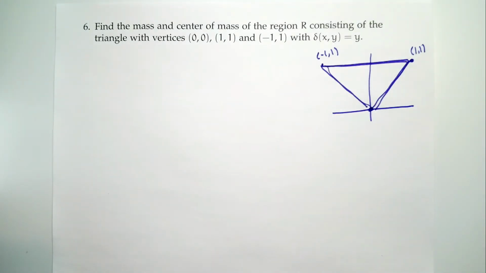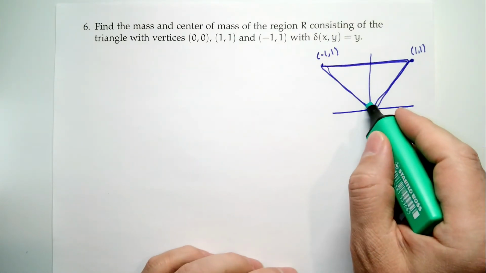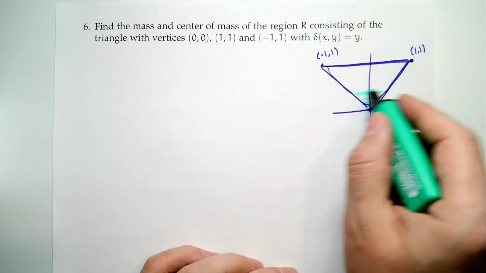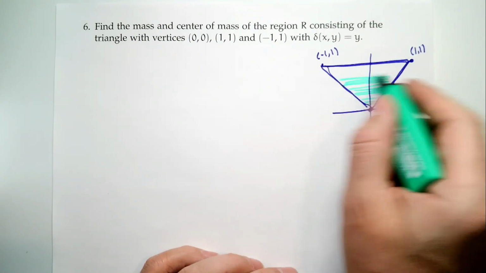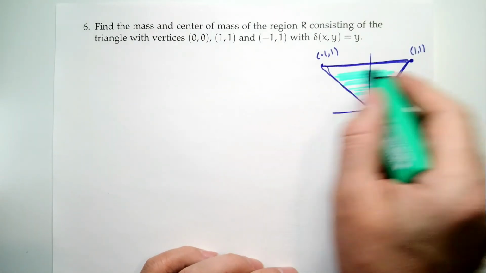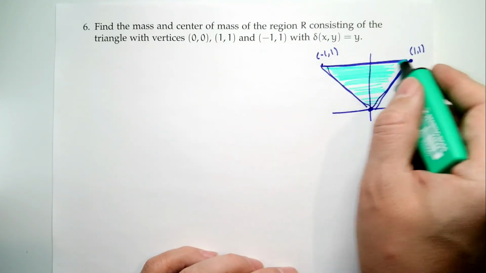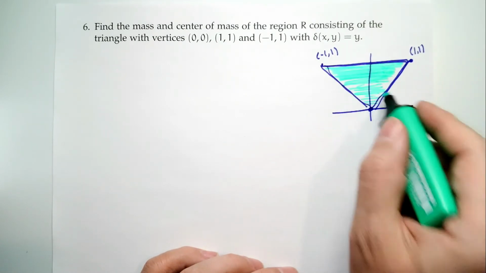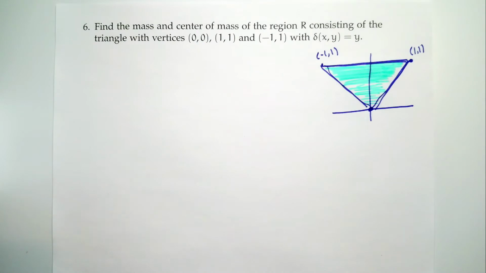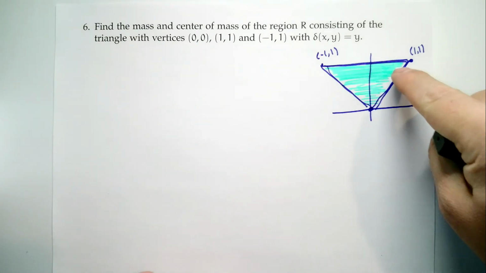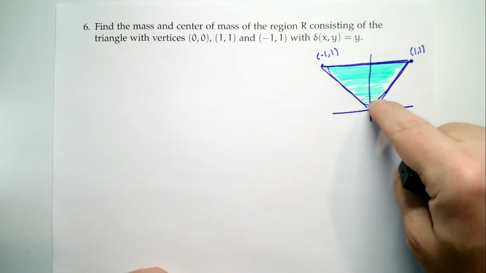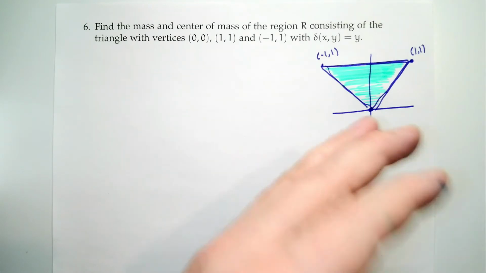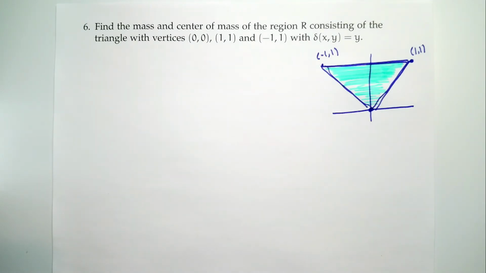Now our density is y. What does that mean? Well, that means that at the bottom it's not very dense, but as we start going up, it gets more and more dense. So the higher up you are, the denser it is. Right? I don't know if that's a very convincing picture, but it's supposed to be darker here and lighter there, just to say you're more dense near the top.